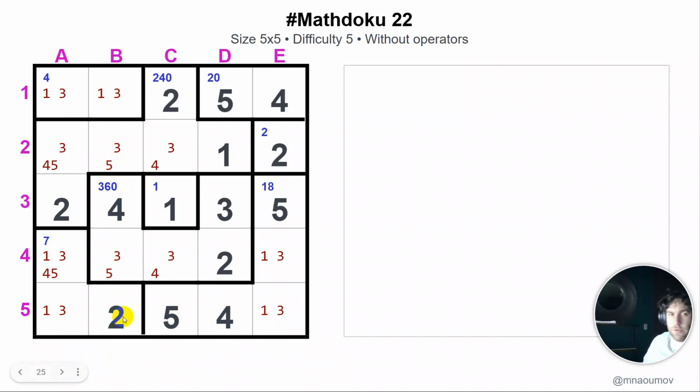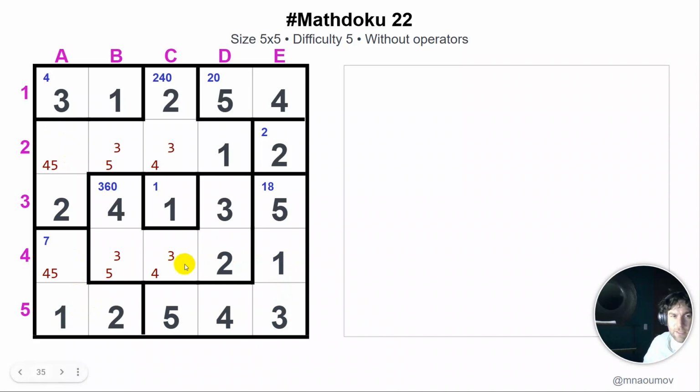Next, what we're going to do is look for the one that was the only place in column B where 1 could be. We can keep eliminating, and now we keep eliminating, keep eliminating, keep eliminating.